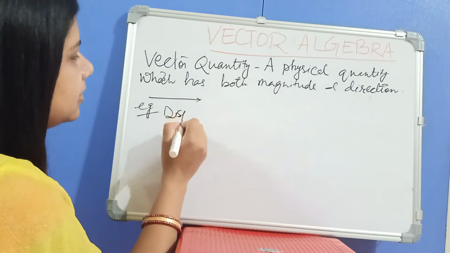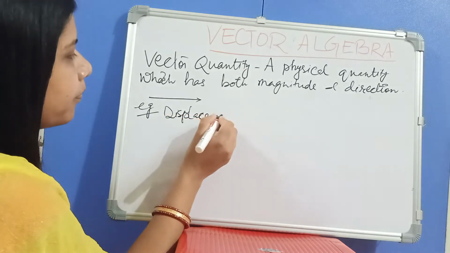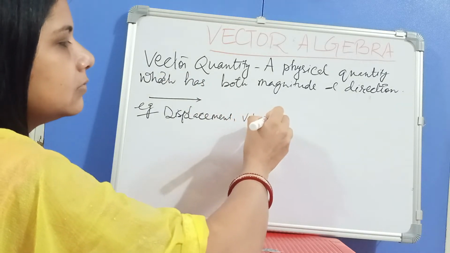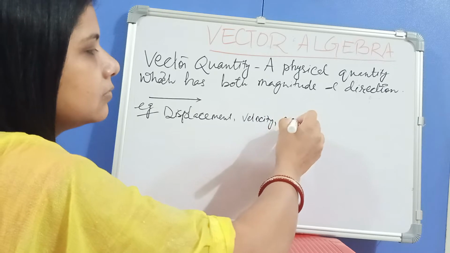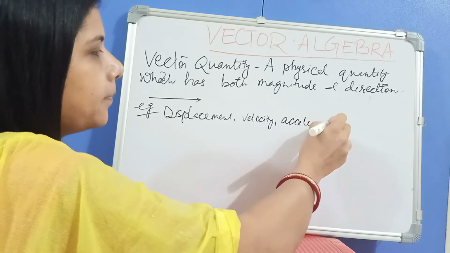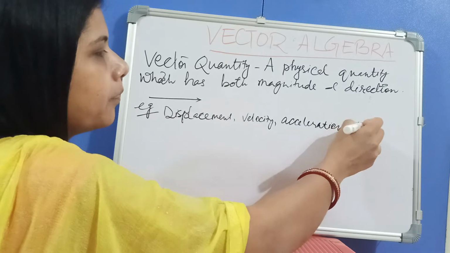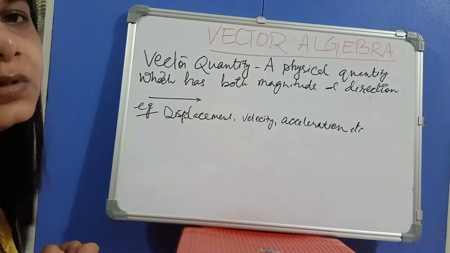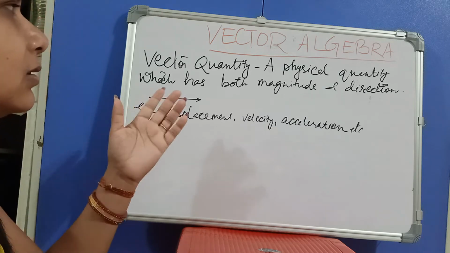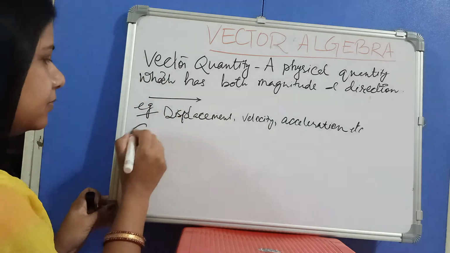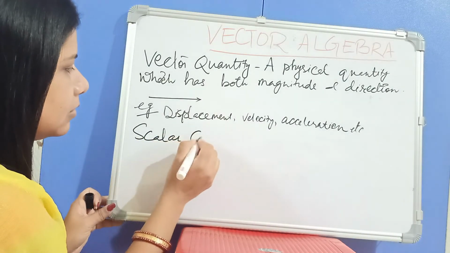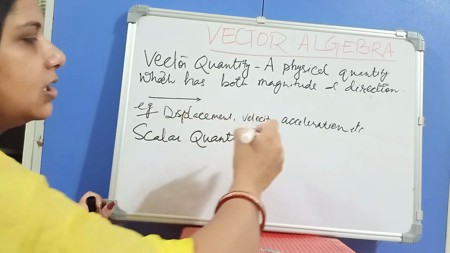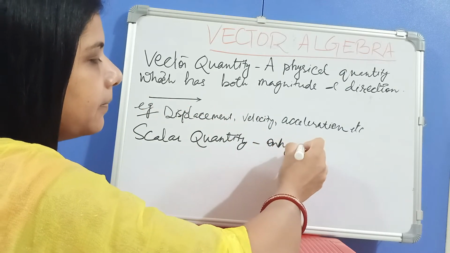Those are displacement, velocity, acceleration, etc. So these are called vector quantities. Similarly, what is a scalar quantity? A scalar quantity is a physical quantity which has only magnitude.